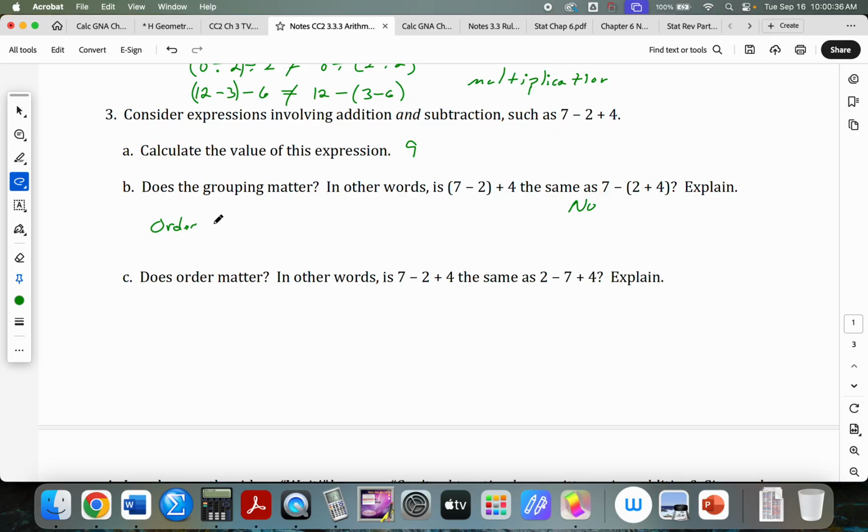Is it? No. Why does that matter? Because order of operations says that addition and subtraction are done in order from left to right.